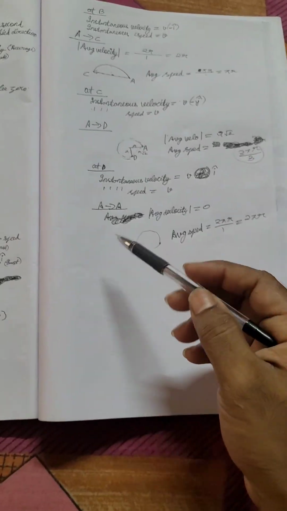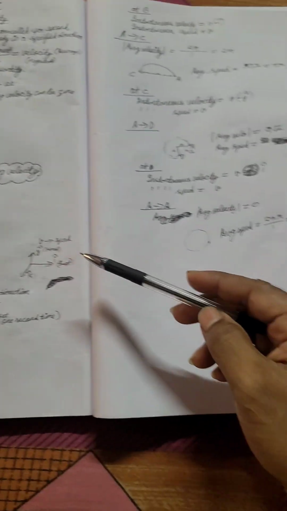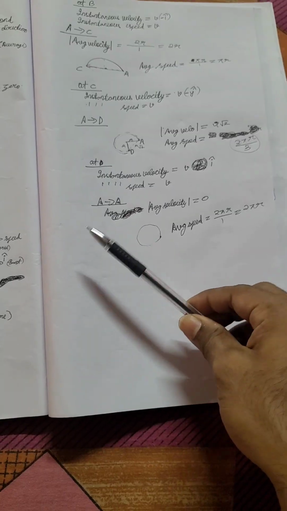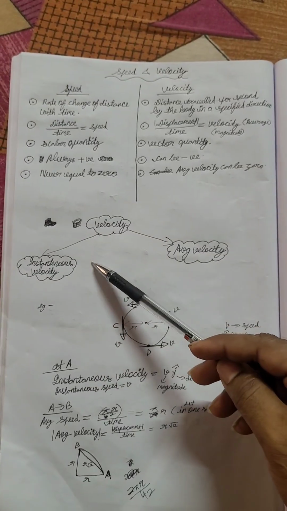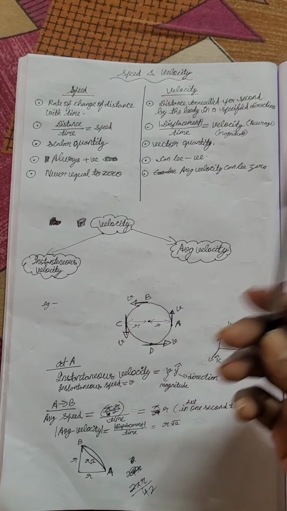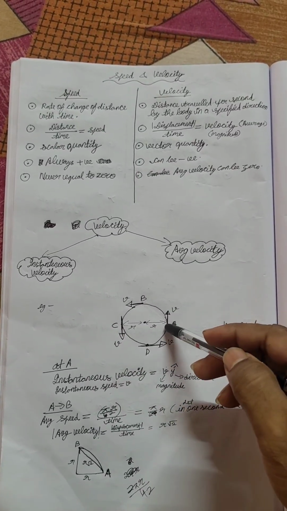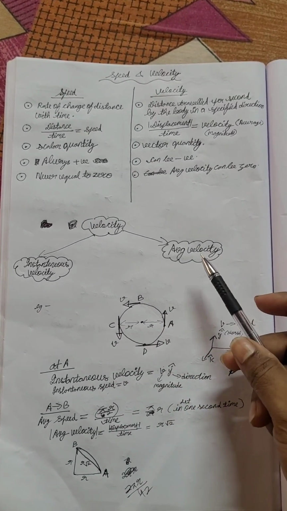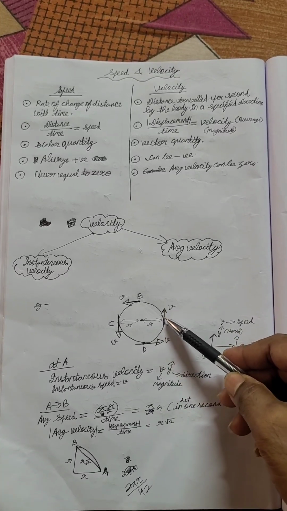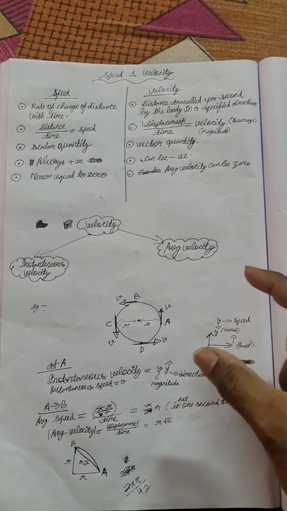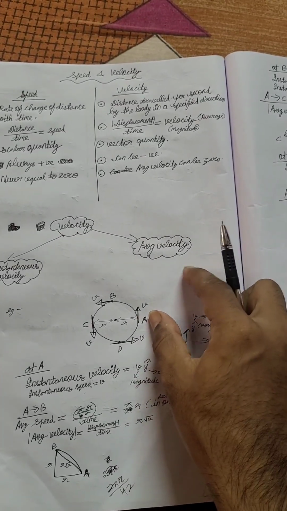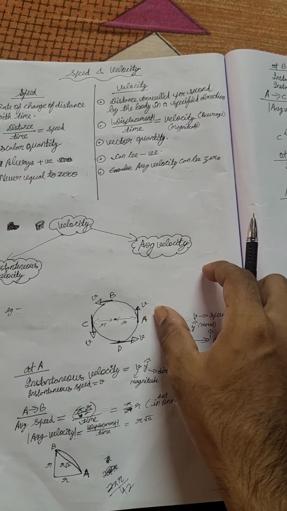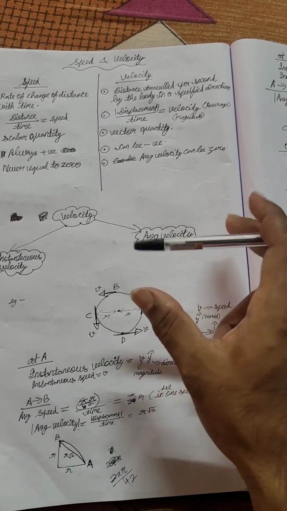See, from this example it will be problematic for you to understand, so I am explaining it in a shorter way. Instantaneous velocity means we are finding the velocity at a particular point. Average velocity means we are finding the velocity for a particular interval. We have moved from A to B, so we are finding the average velocity for A to B.